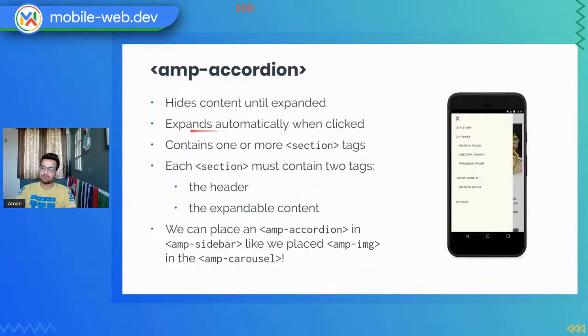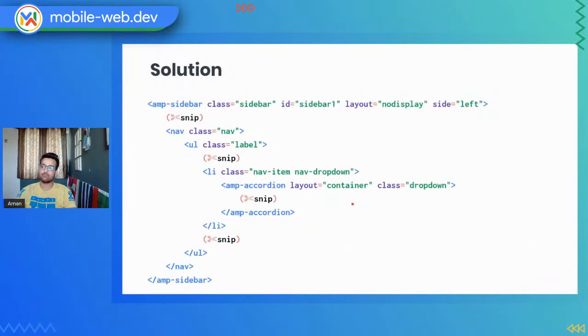So if your document has more than one section, the tag we were talking about, then we are going to replace it with the accordion, and we are going to place our accordion inside the amp-sidebar. We are going to put it inside one of the li elements of the sidebar. Let's look into the live code example.